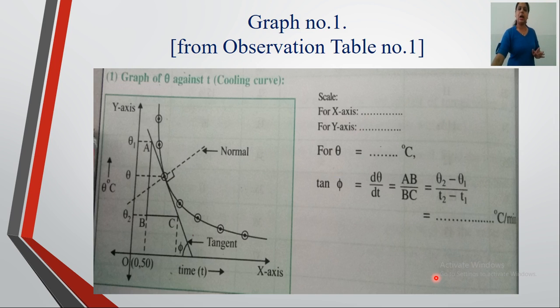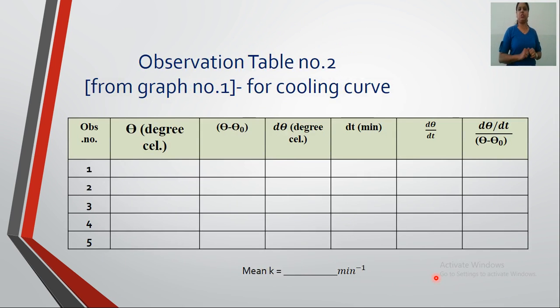Now after calculating all these things, you will get this observation table. The first column will have the value of theta which you have taken into consideration for finding out the slope. The theta you are going to use to find the slope should be written in this column. Firstly we have taken 60 degrees Celsius, so we'll write 60 degrees Celsius here. Now 60 minus room temperature, that is 60 minus 24, the answer will be in this column.